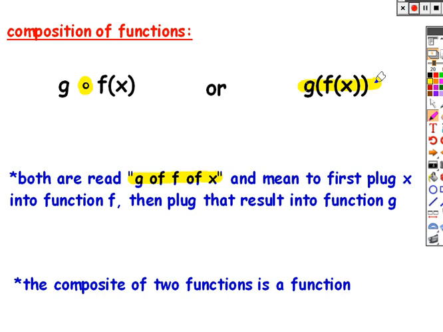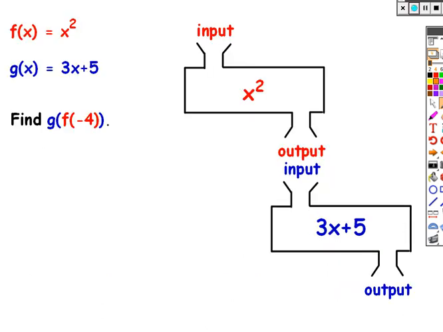Also a note on the bottom, if both of these are functions, then the composite function, if I plug one into the other, will also be a function if the original two are functions. All right, so back to the idea of a function machine. Remember, for a function, each input has one output.